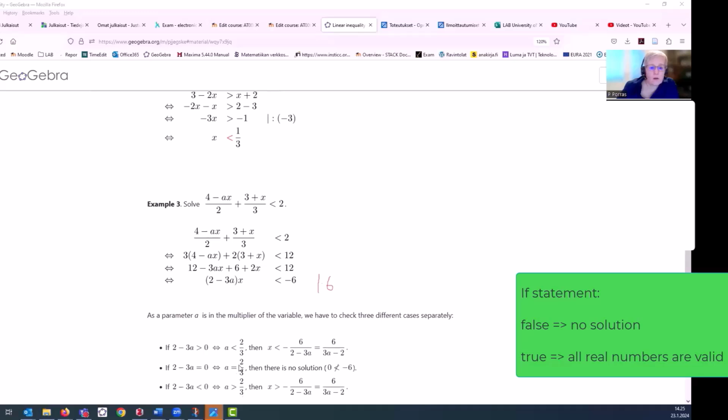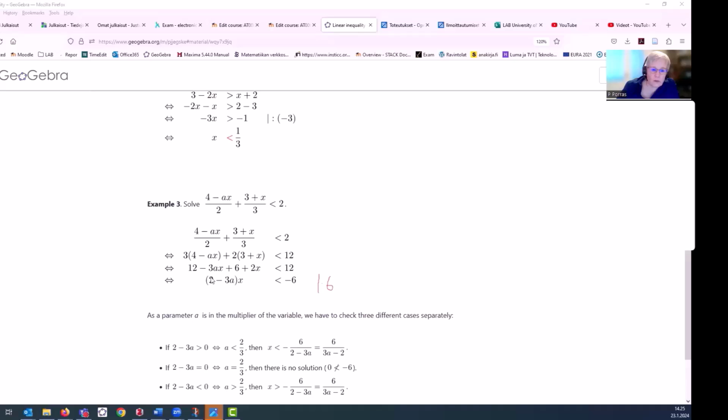So for a equal to 2/3, the solution cannot be found. If it's positive, meaning that a is less than 2/3, in that case you can just divide and do not touch the inequality sign. If it's negative, so a is more than 2/3, in that case please remember to reverse the sign, and basically you get the same result as here, but of course with a different inequality sign.